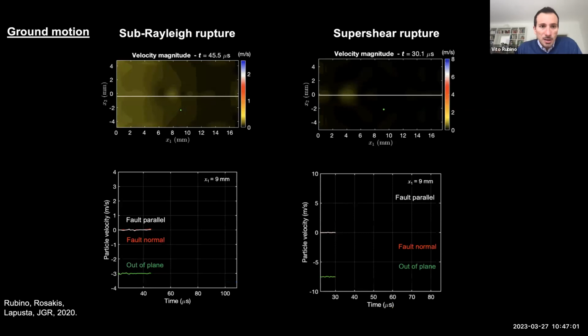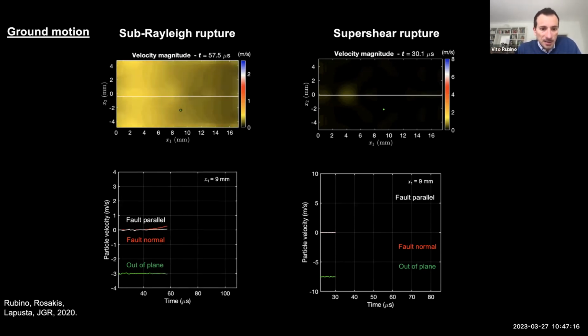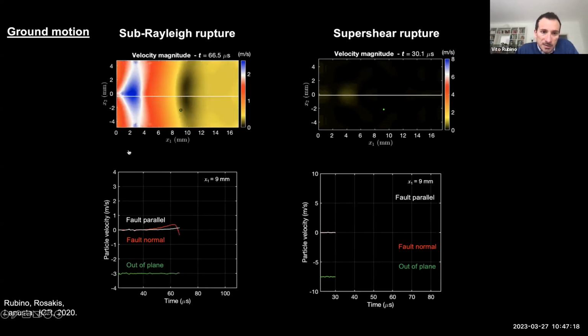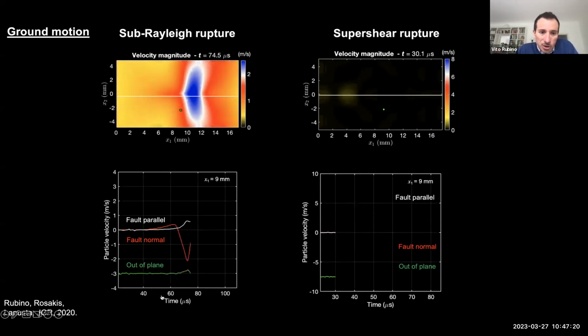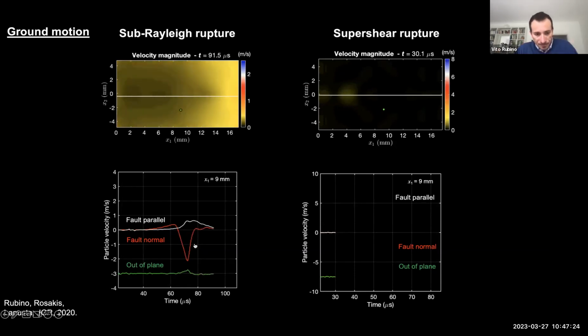So if we want to put the two cases next to each other and track the velocity magnitude for a point which is located here, and track the time history at the bottom with sub-Rayleigh on the left-hand side and super shear on the right-hand side, we see that as the rupture approaches this location, we have a pronounced motion in the fault normal direction, which is more important than the fault parallel component.